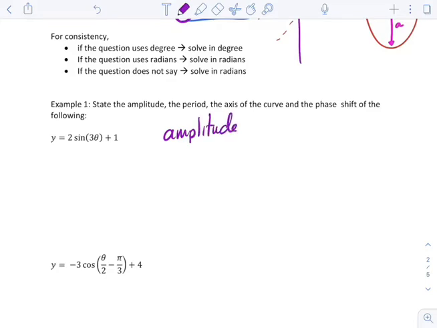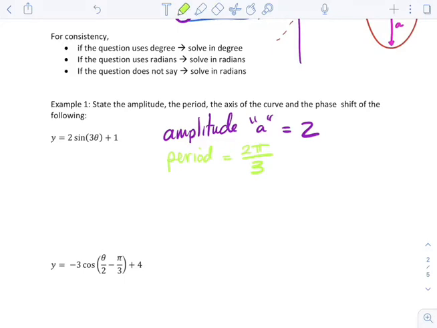Well, that's our A value. It's the absolute value of that A value, so it's 2 in this case. It's already positive. The period: well, that's 2 pi over K. In this case, K is 3. So our period is 2 pi over 3.